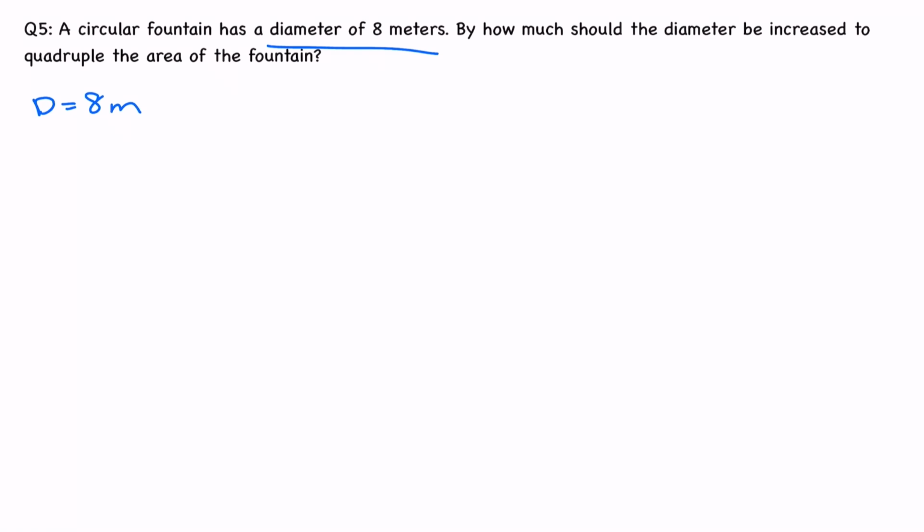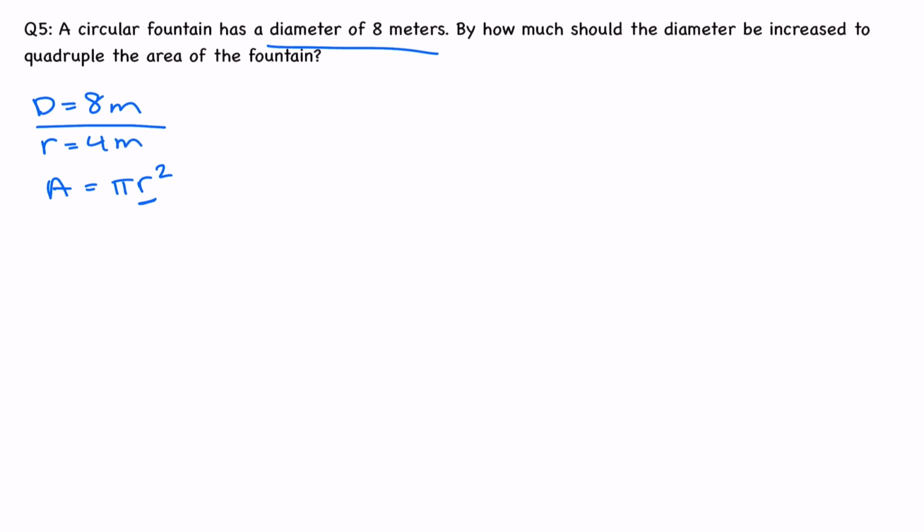So first, let's figure out what our area is. So area of a circle is equal to pi r squared. So we only need to know our radius to figure out our area, but we know our diameter. And we know radius is equal to half of our diameter. So we can just divide this by 2 to get our radius. So our radius is going to be equal to 4 meters.